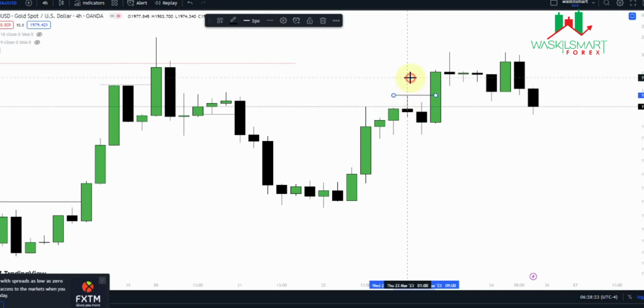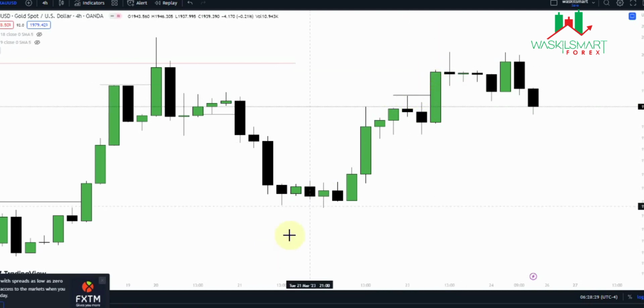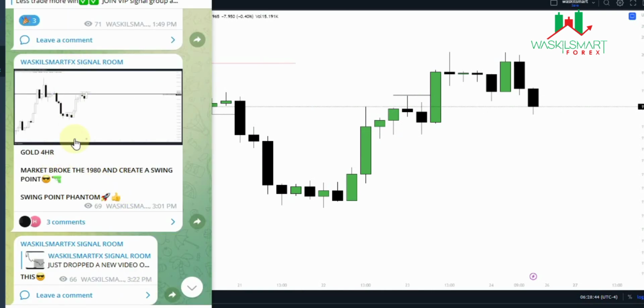So I saw a swing point here on 23 March 2023. I saw a swing point here validated. So let me show you when the swing point occurs. I was telling my followers there's a swing point here. You can do something with it. So let me show you how you can see it here.